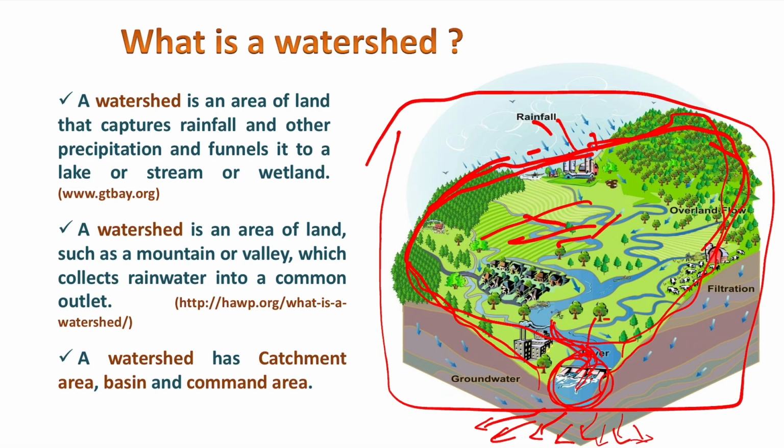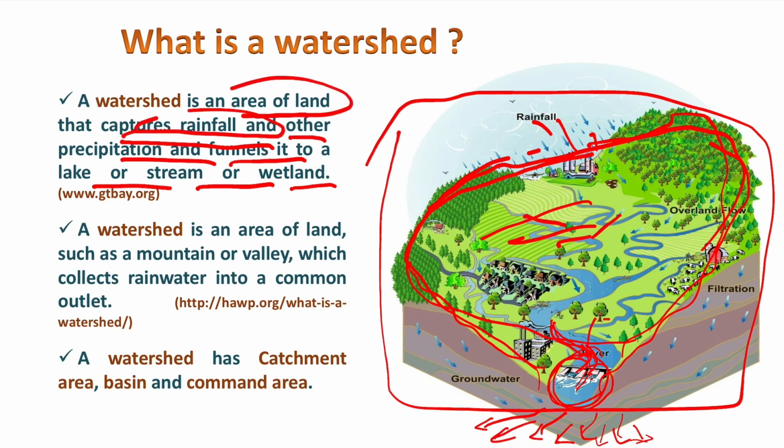So definition देख लेते हैं watershed का. A watershed is an area of land that captures rainfall and other precipitation and funnels it to a lake or stream or wetland, right? So क्या क्या बोल रहा है यहाँ पे कि watershed is an area of land that captures rainfall, जैसे मैं बताया यहाँ पे rainfall capture कर रहा है, or any other form of precipitation, whether it may be rainfall, whether it may be snowfall. If we go to northern India or maybe a higher altitude, there is snowfall, right? So if there is dew, it may contribute to the total precipitation.